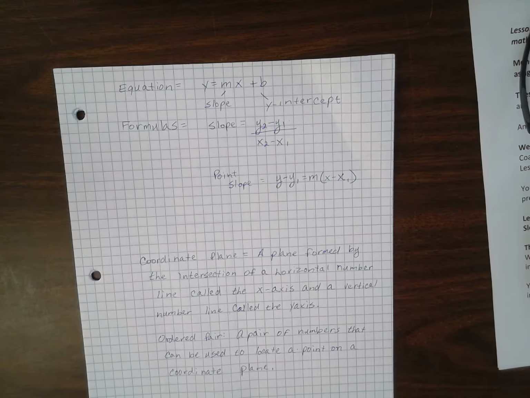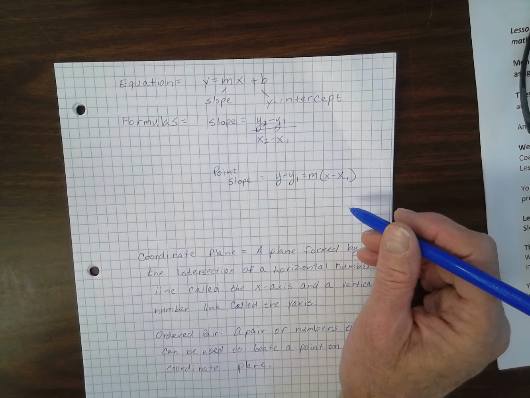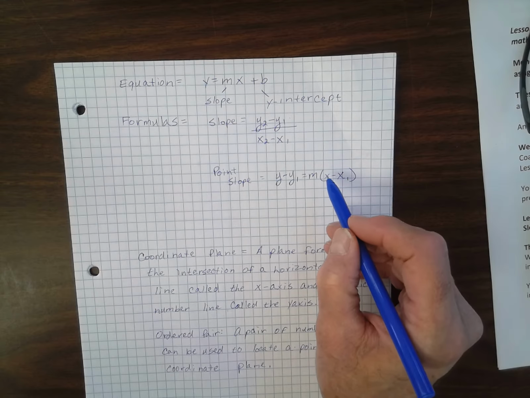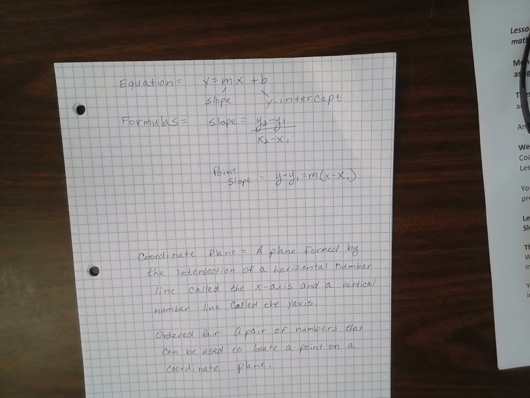And I'm going to introduce a new term for you. It's called point slope formula. It looks like this: y minus y sub 1 equals m parentheses x minus x sub 1. So we'll go over all that in a few minutes. I just want you to hear these words, see these definitions, so you can get a feel for what we're going to be doing.